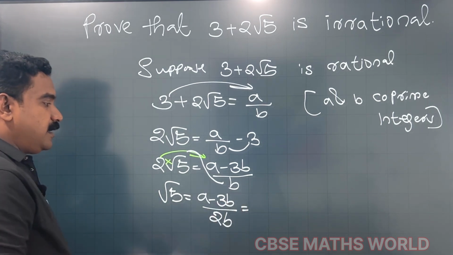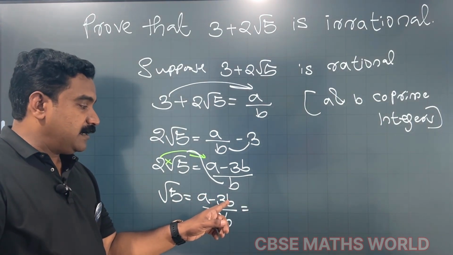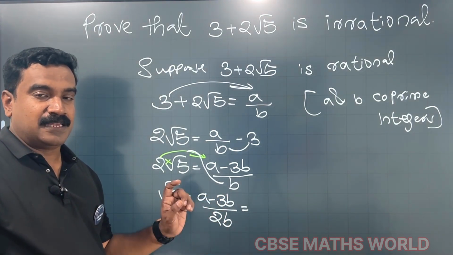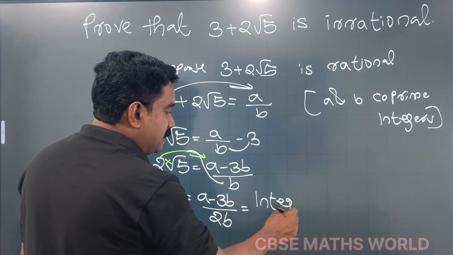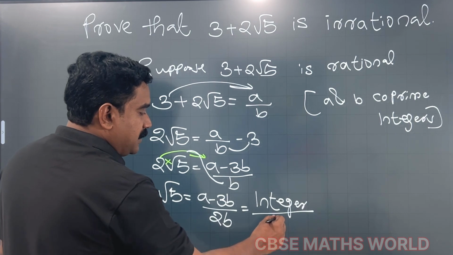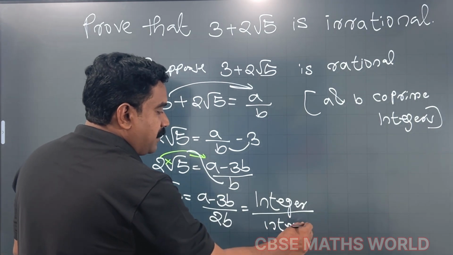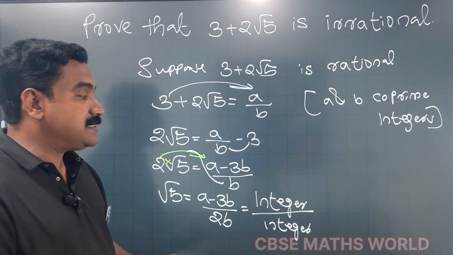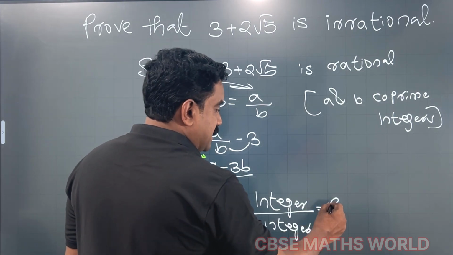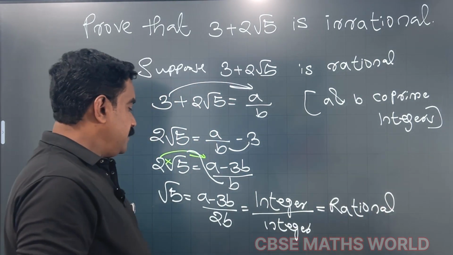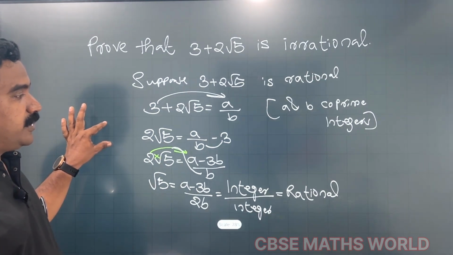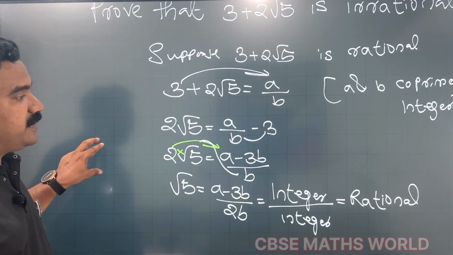We know that a is an integer, b is an integer, 2 is an integer, 3 is an integer. So root 5 is now in the form integer divided by integer. But what is integer by integer? Integer by integer is a rational number. Now we have written root 5 as a rational number. So root 5 is a rational number.